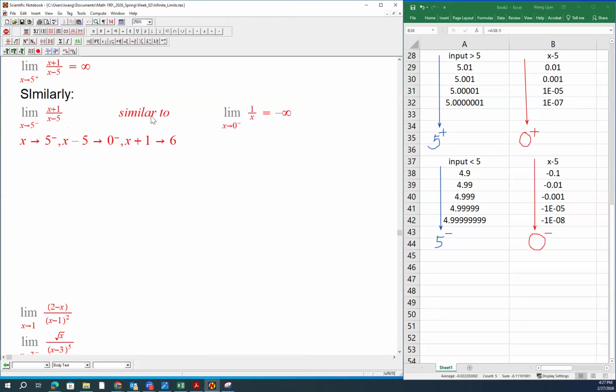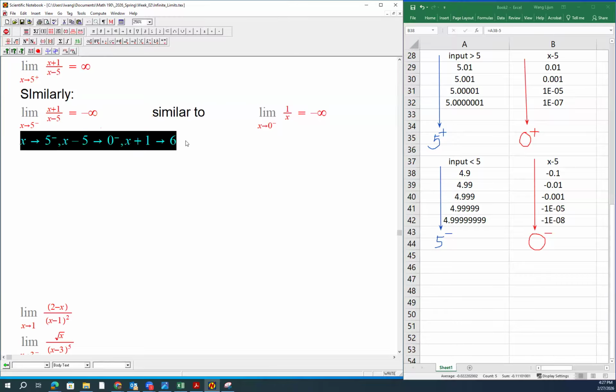Okay, similar to that process, similar to when x is approaching 5 from smaller than 5, therefore this one is approaching negative infinity. So we use this sort of mathematical language to describe that process.